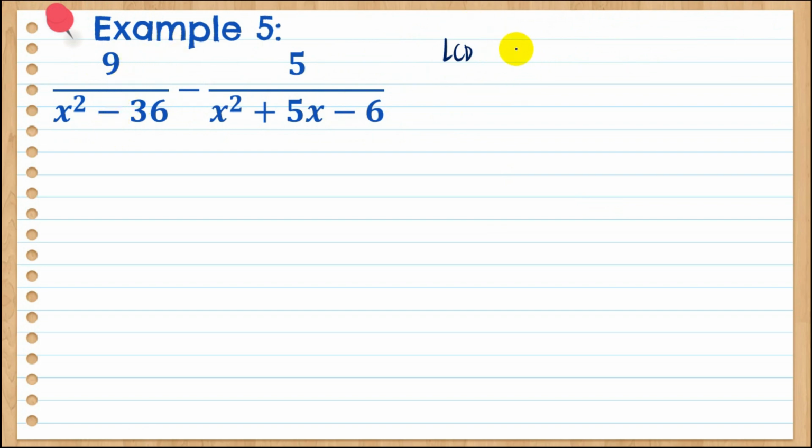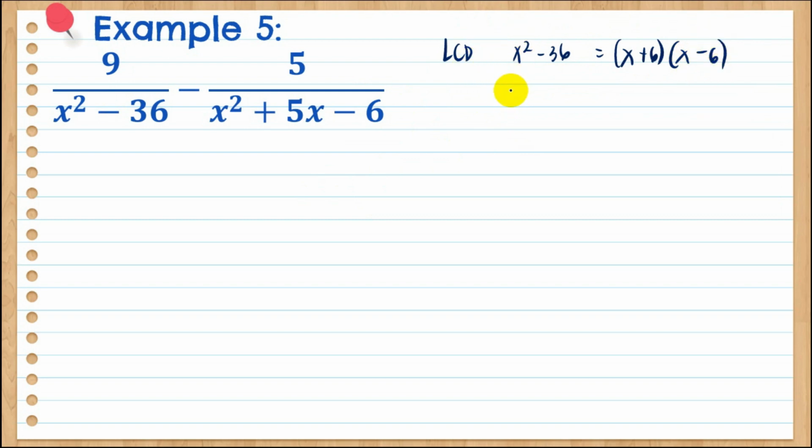So, the first one is x squared minus 36. So, kung nanood kayo sa video natin ng part 1, alam nyo na kung ano ang ating LCD dito. So, paano nga ba yun? What are the factors of this difference of two squares? That is x plus 6 and x minus 6.